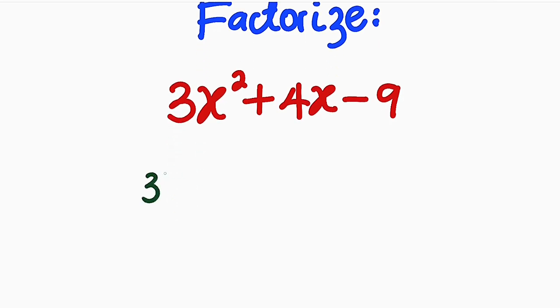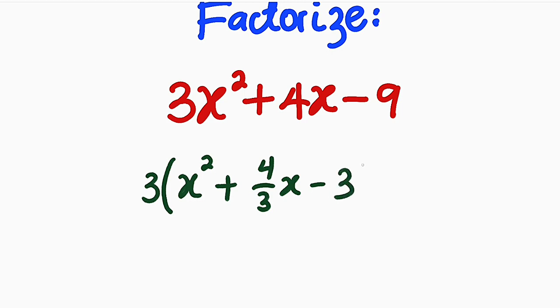If you bring out the 3 inside, this becomes x² + (4/3)x − 3. You have to divide every single term here by 3. These expressions are exactly the same. So we are going to factorize this, and in the end, we are going to multiply by this 3 outside.